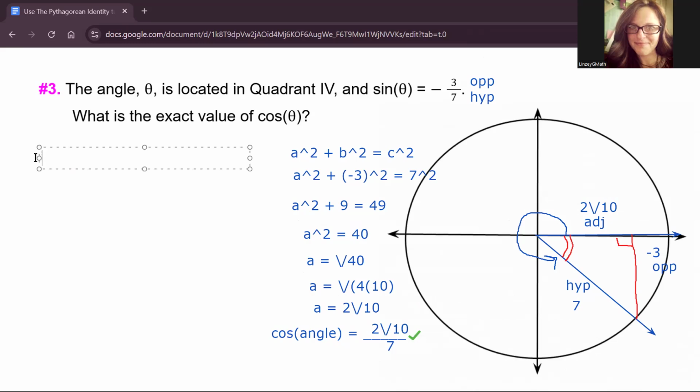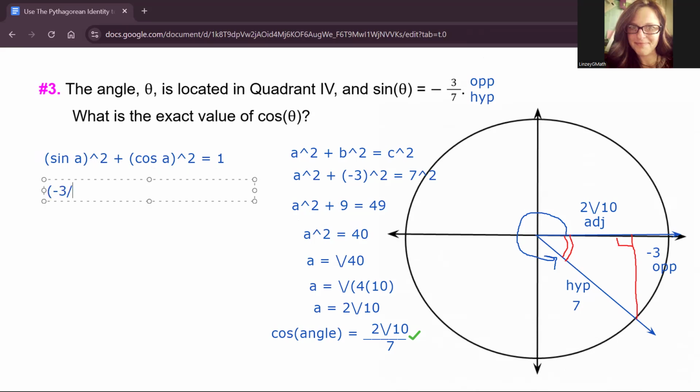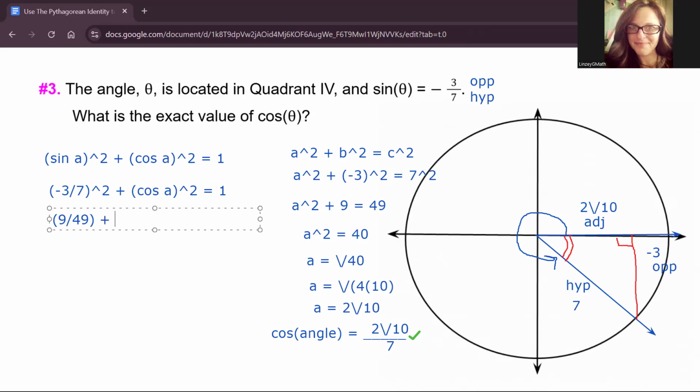And to finish it up, we'll use our Pythagorean identity, sine squared plus cosine squared is equal to 1. We know sine is -3/7, so we will substitute -3/7 in for sine. -3/7 squared plus cosine of our angle squared is equal to 1. Negative 3/7 squared is 9 over 49 plus cosine of our angle squared is equal to 1.